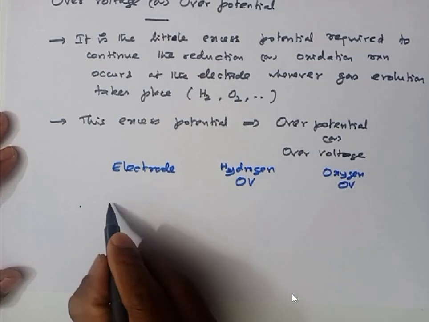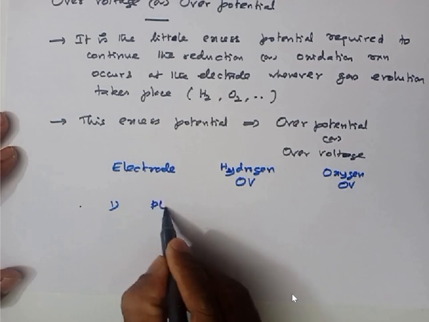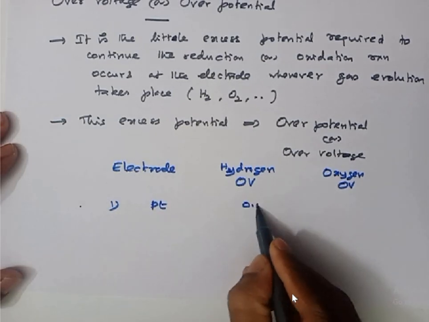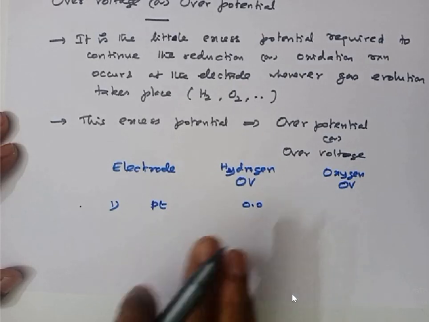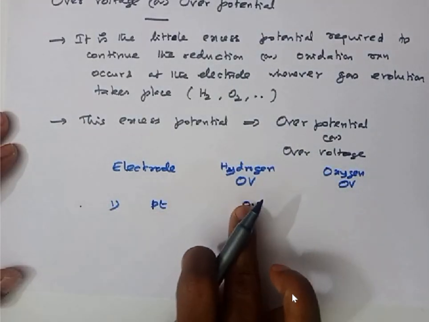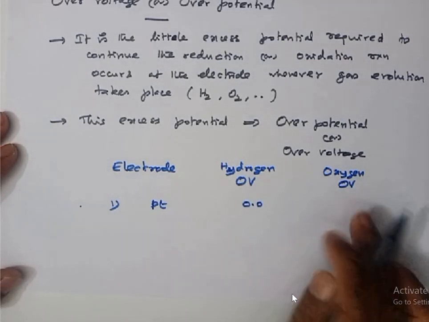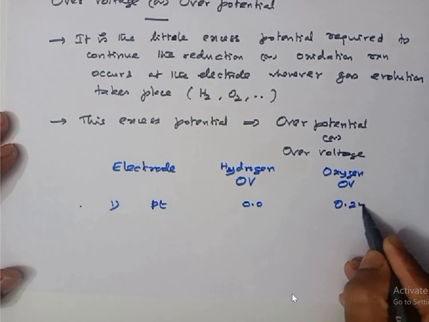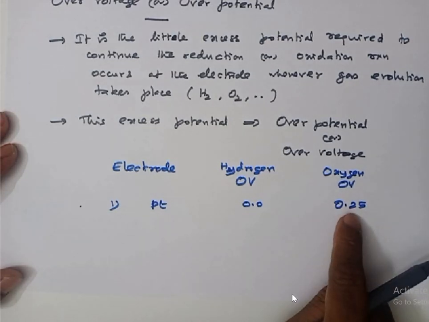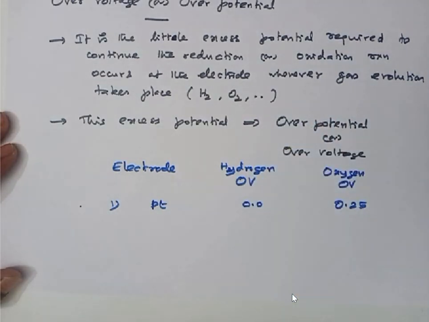Okay, for a platinized platinum electrode, hydrogen overvoltage is 0. When hydrogen gas is evolving at the platinum electrode, you need not worry about the overvoltage because the overvoltage is 0. Whereas for oxygen evolution, the overvoltage is 0.25. You have to supply 0.25 extra voltage to continue the reaction.